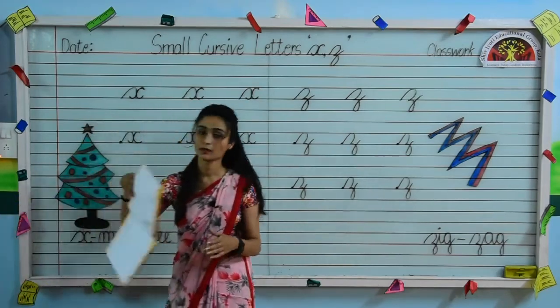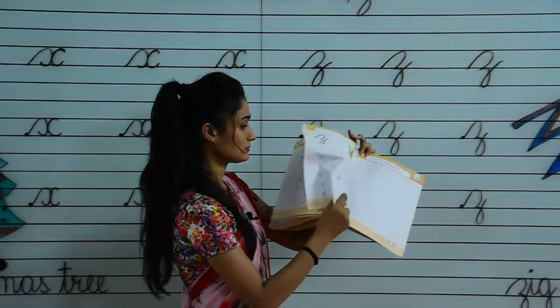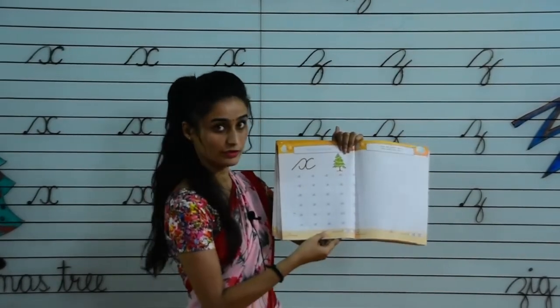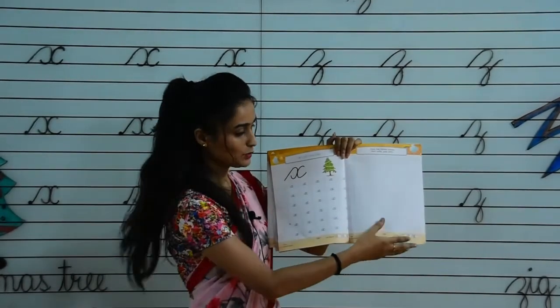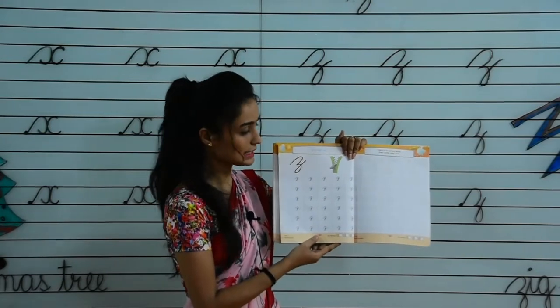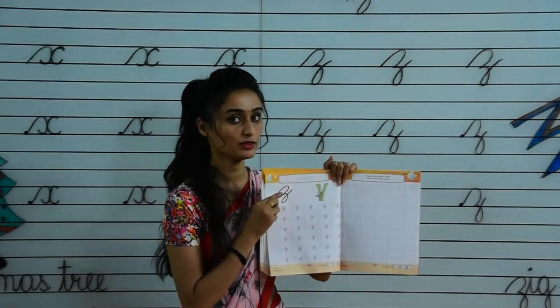In your preset book, you have to make small cursive letter X on page number 54. Write neatly and beautifully, and also you have to complete your page number 56. This also you have to write very neatly kids. On this page you have to write Z.